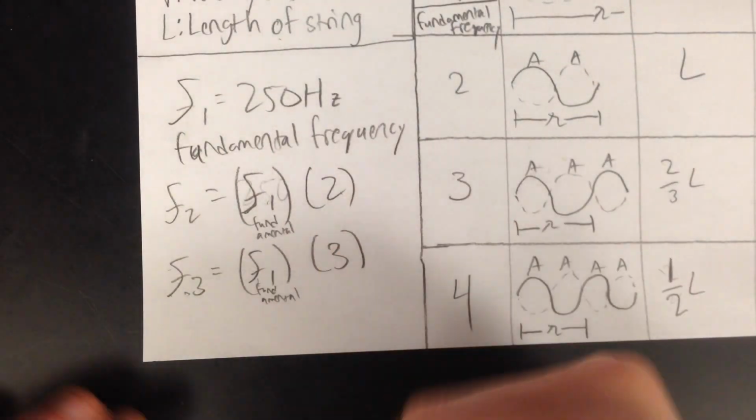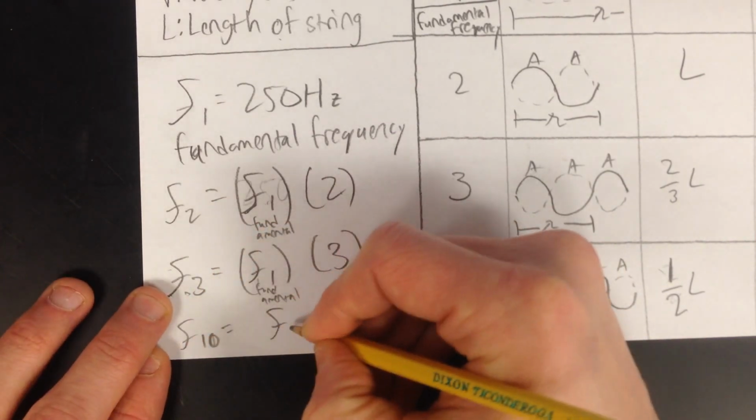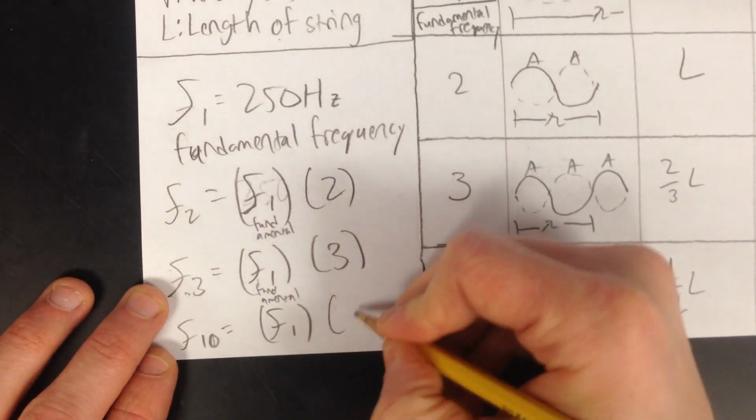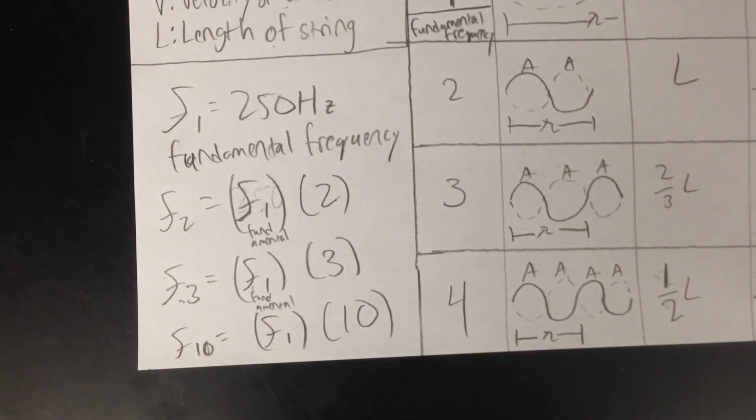And again, if you want to find the 10th harmonic, what do you do to your fundamental? Multiply it by 10. If you want to find the millionth harmonic, it exists, it's just really quiet. You take your fundamental and you multiply it by a million. So just multiply your fundamental basically by whatever harmonic number you want to find, and that's how you get it.